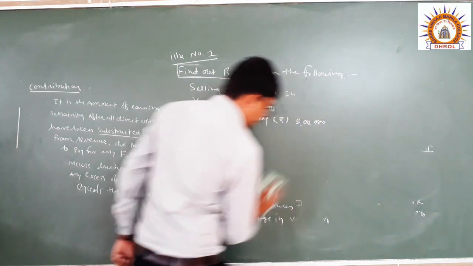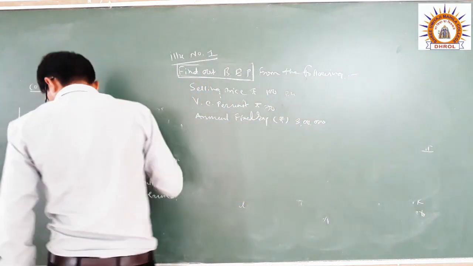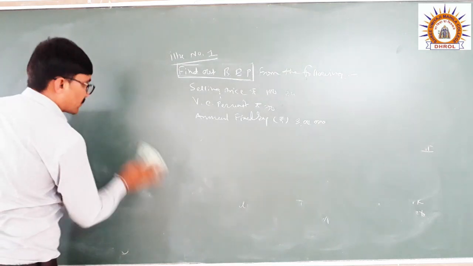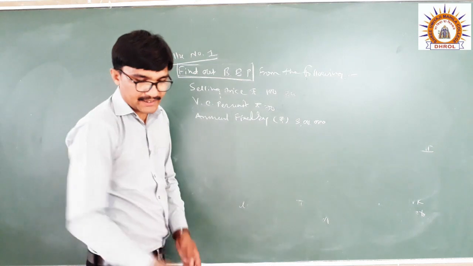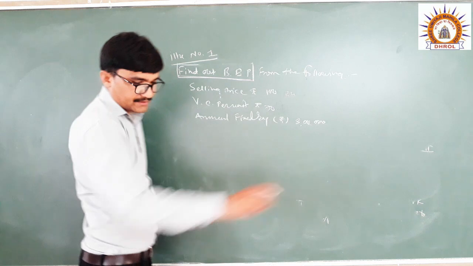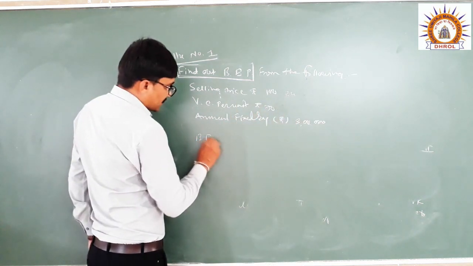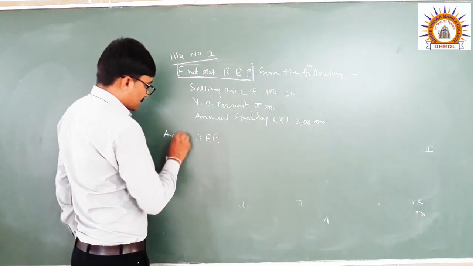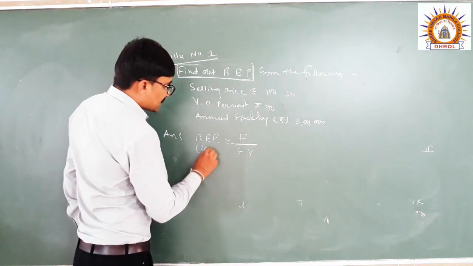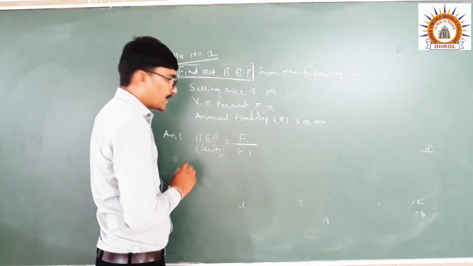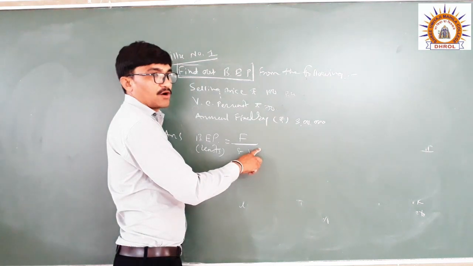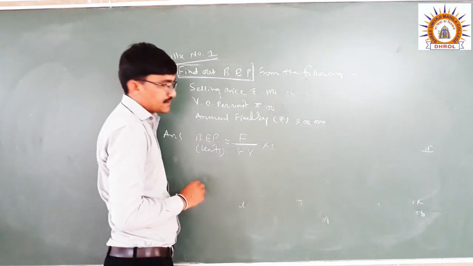So let me calculate the break-even point by way of using the formula. The answer is: break-even point is equal to F upon S minus P. This is in terms of units, right? Units. So no need to multiply by the selling price per unit, or simply multiplied by S.